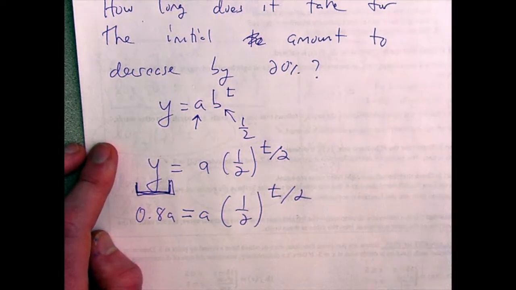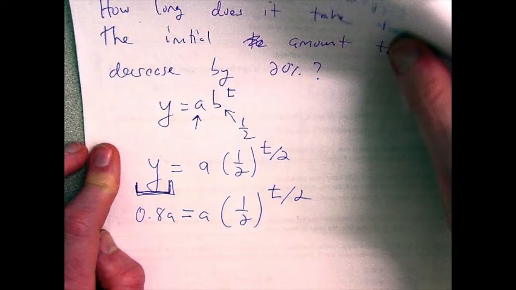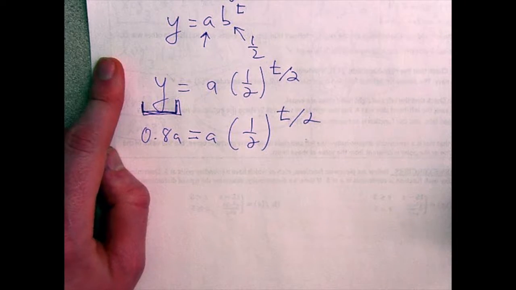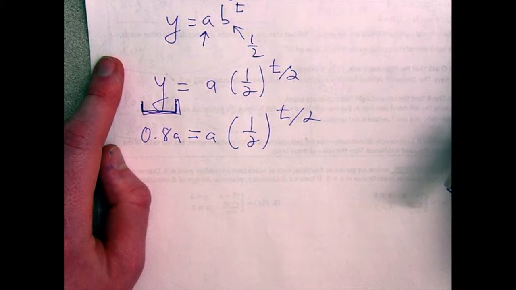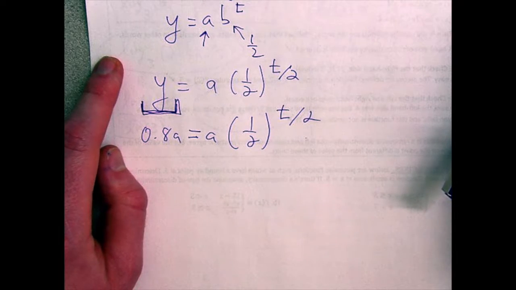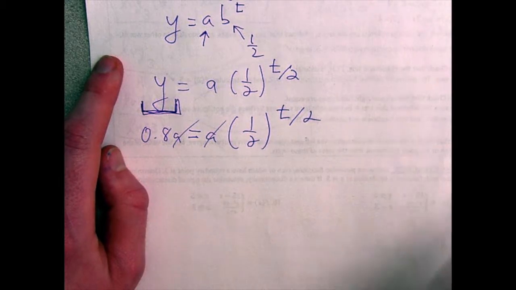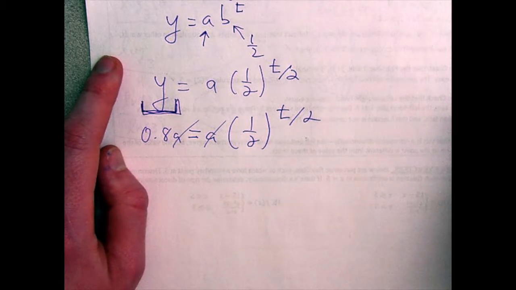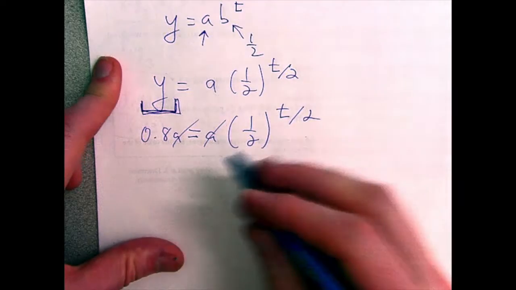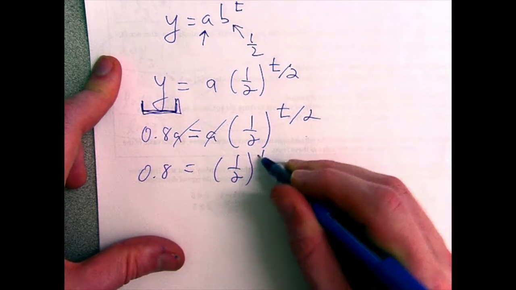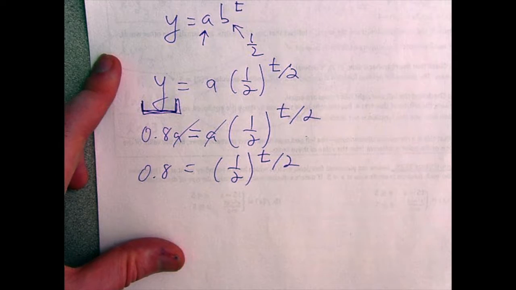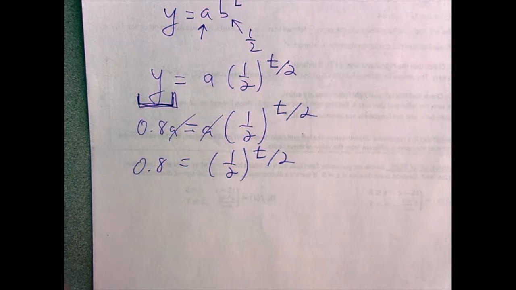And that's going to be equal to A times a half to the t over 2. Now, if I can solve this equation for t, that will tell me how long it takes to reach this point, how long it takes for 20% of the material to disappear. Notice that I can divide both sides by A, which is good because I didn't know what A was. It's a good thing that it disappears from the equation because now we only have one unknown, t, which is the thing that we're trying to find.